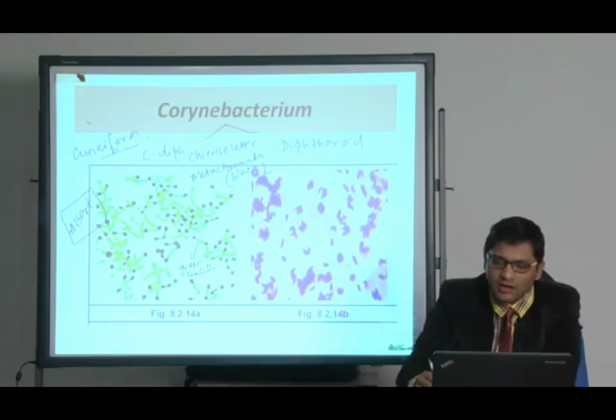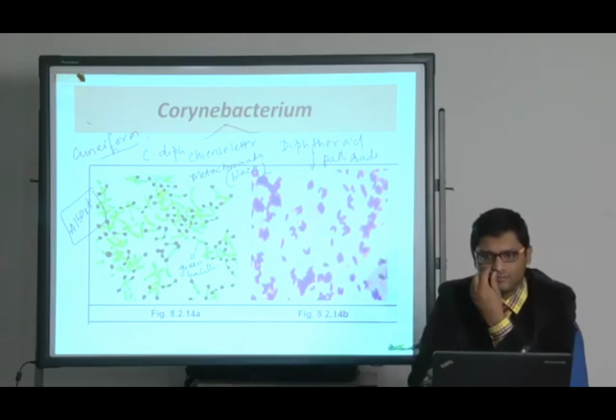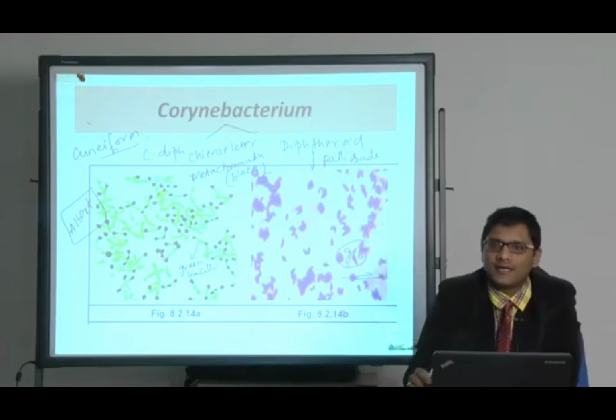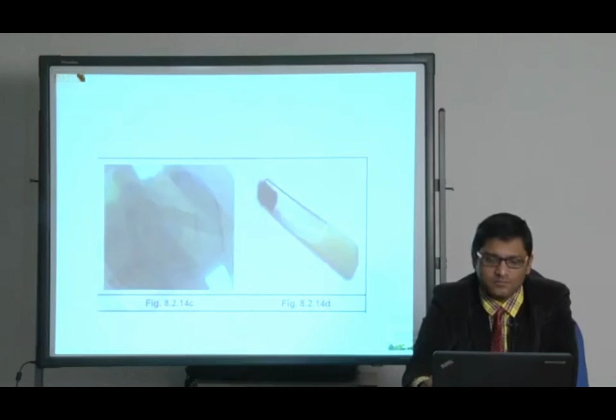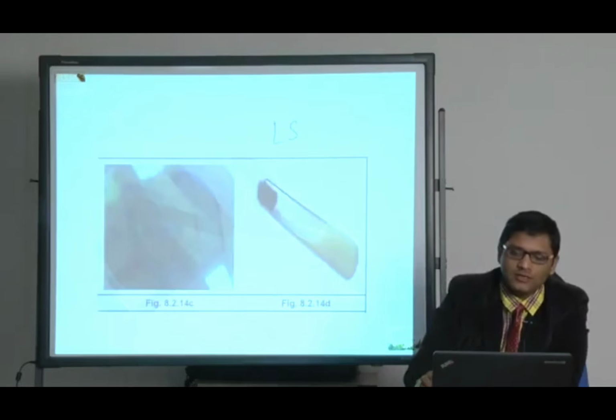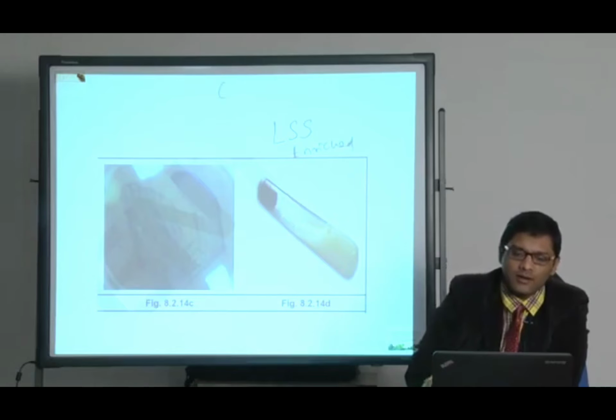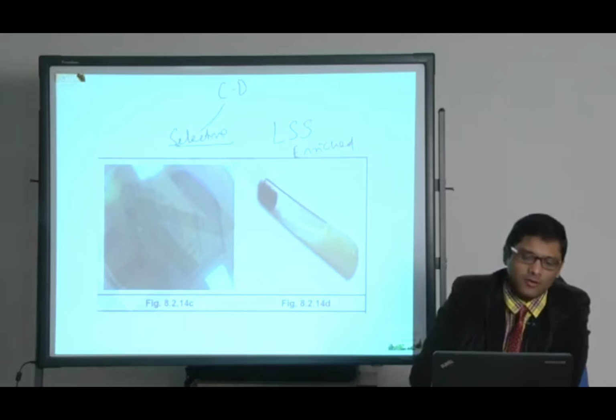In contrast, diphtheroids are parallel to each other, palisade in arrangement. Of course, this is the gram stain, these are gram positive bacilli in palisade arrangement. This is Loeffler's serum slope, an enriched medium for Corynebacterium diphtheriae, and this is the selective medium, potassium tellurite agar, where Corynebacterium diphtheriae produces black colony.